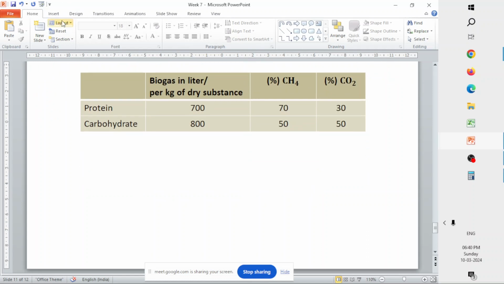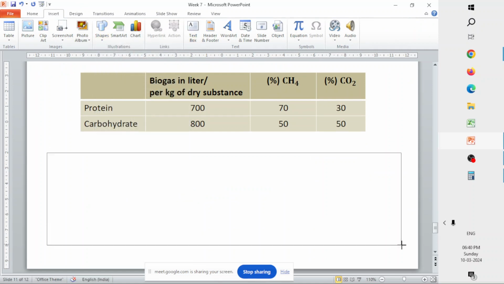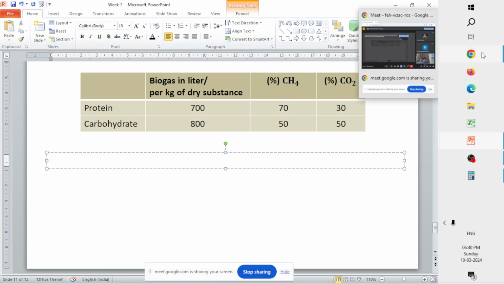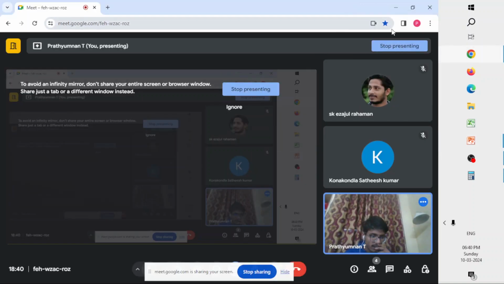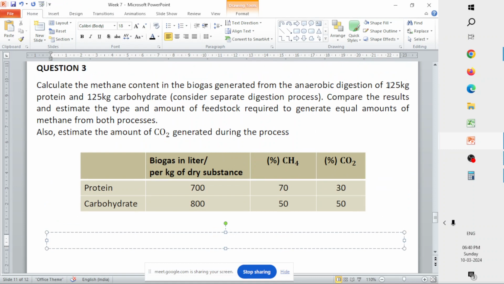This is once again a very simple problem, and I hope you guys can also tell me the answer now, since it's a very easy question. You are given the dry substance mass, 125 kg. Once you know the dry substance mass, you can find the amount of biogas in liters. Once you know the biogas in liters, you can calculate the percentage of methane and the percentage of carbon dioxide in that biogas. Let's just solve this.